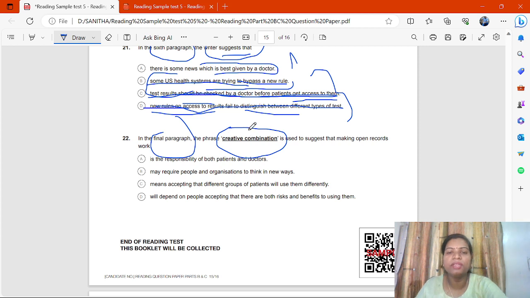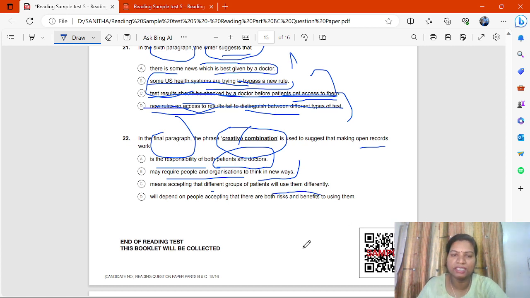Create a combination. Combination means compared. Okay, creative combination is used to suggest that making open records is the responsibility of both patients and doctors. It is the responsibility of patients and doctors. May require people and organization to think in new ways. Okay, means accepting that different groups of patients will use them differently. Will depend on people accepting that there are both risks and benefits of using them.